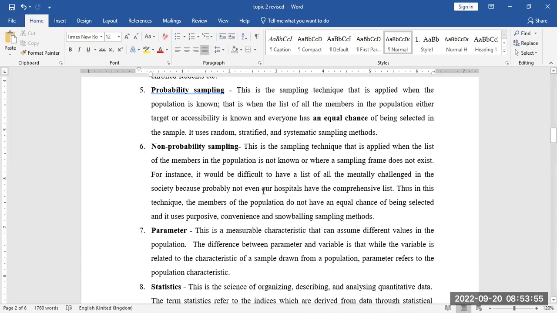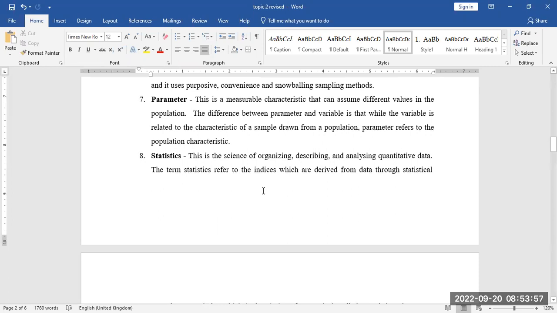Then we also have parameters. Parameter is a measurable characteristic that can assume different values in a population. So parameters are measurable characteristics that can assume different values in a population. Remember, when you talk about parameters, we are talking about different values in a population. And they refer to what we call population characteristics.